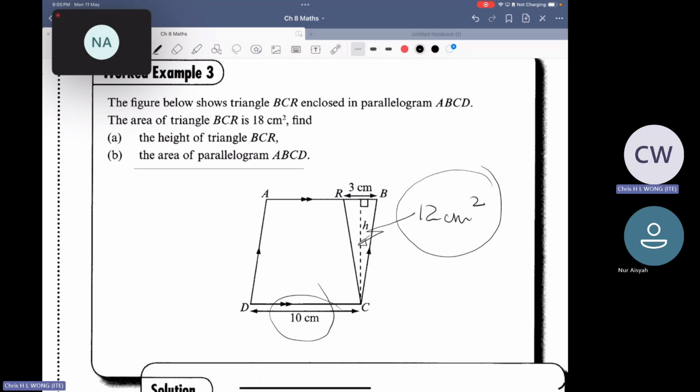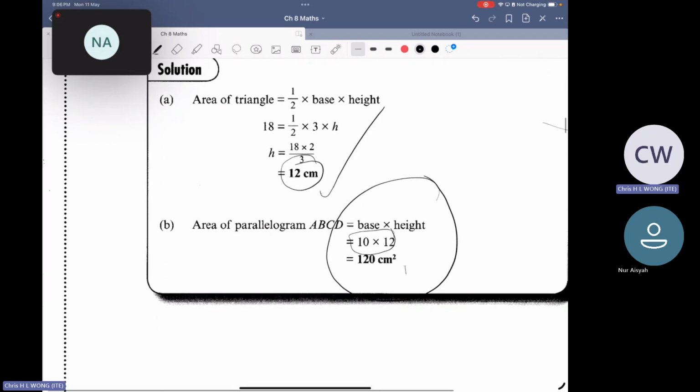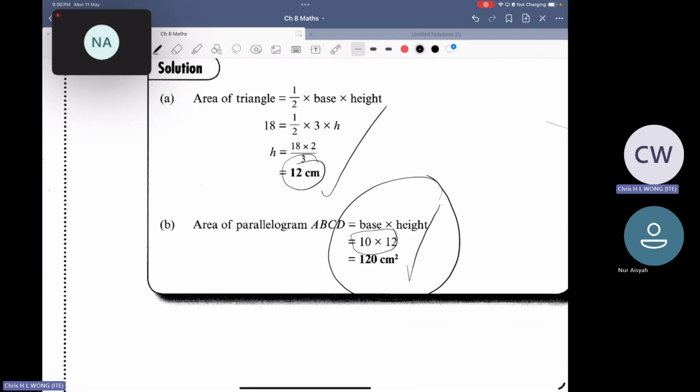Is it okay? You understand? That's how we mark. The first thing we mark is you calculate A, B, C. What is A? Your answer A is 12, correct. B, 120, correct. All your working, we don't care. When we mark the exam, we don't care about your working. We just mark your answer. Your answer is correct, we don't care.